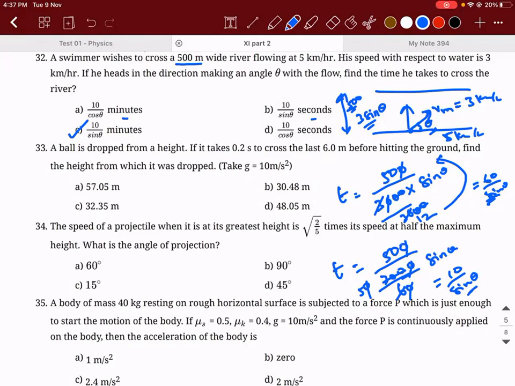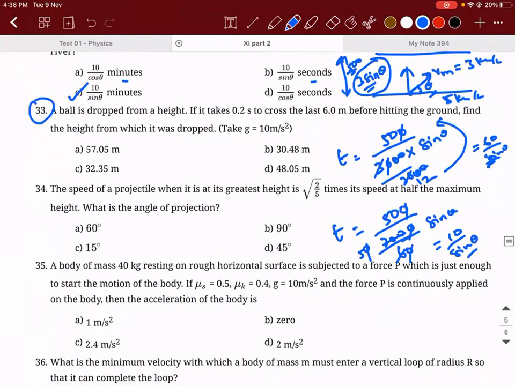But I hope you guys understood why I took it as 3 sine theta. The same logic as we used for the previous problem. So whatever is the direction, or whatever is the distance between the two shores, divided by the velocity in that particular direction.